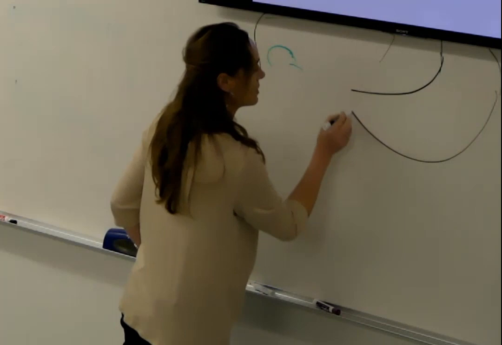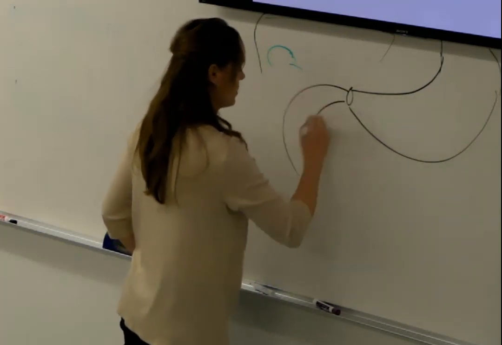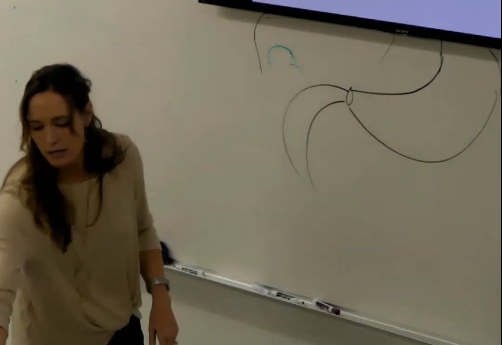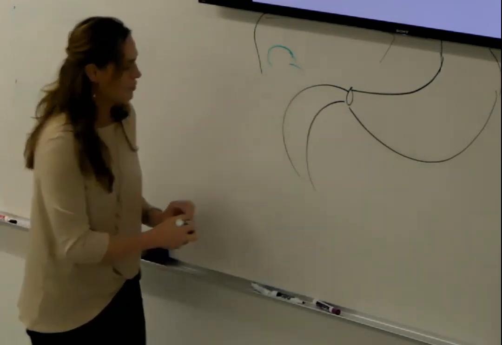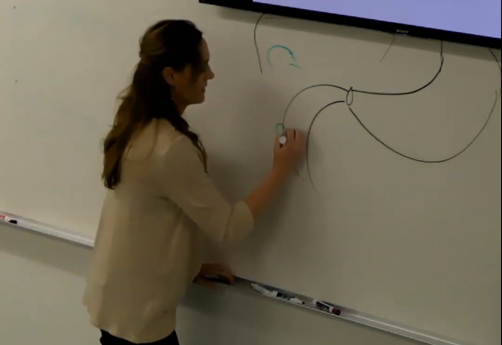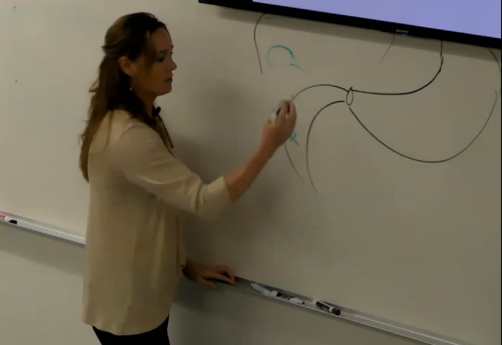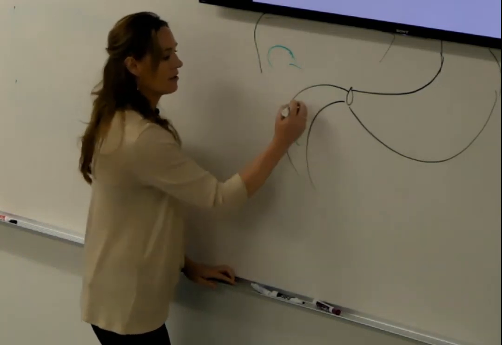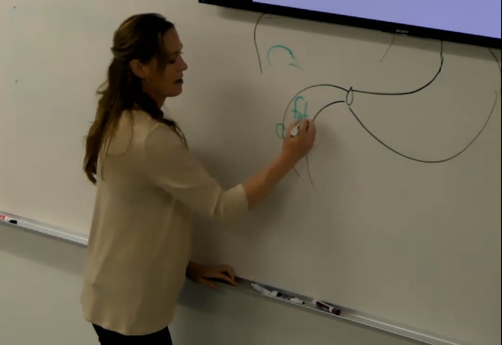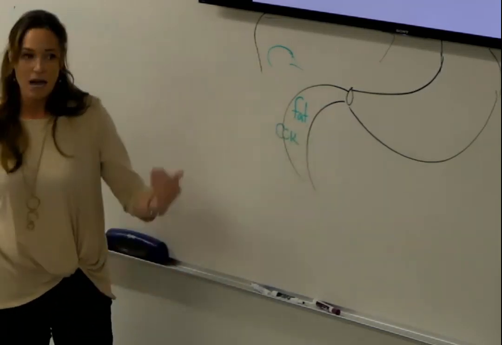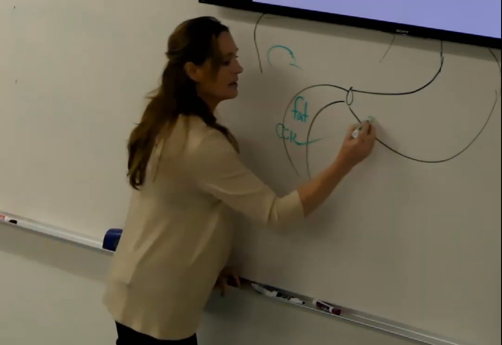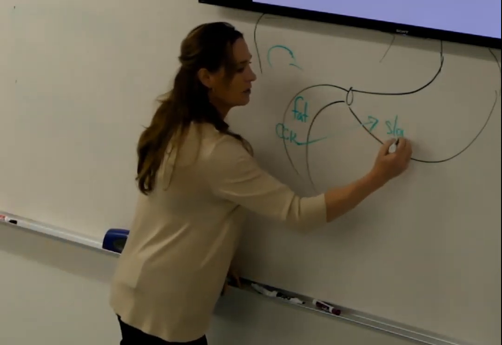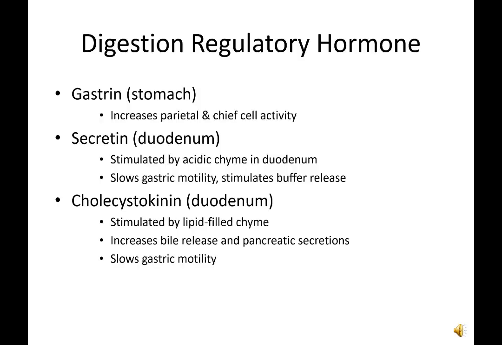Okay, back to our stomach and our duodenum. The next one is cholecystokinin, which also comes from the duodenum. I'm just going to abbreviate it CCK. It is released when fat is in the area. So when fatty chyme arrives, the presence of fat says, stomach, slow down. That's again slowing gastric motility.